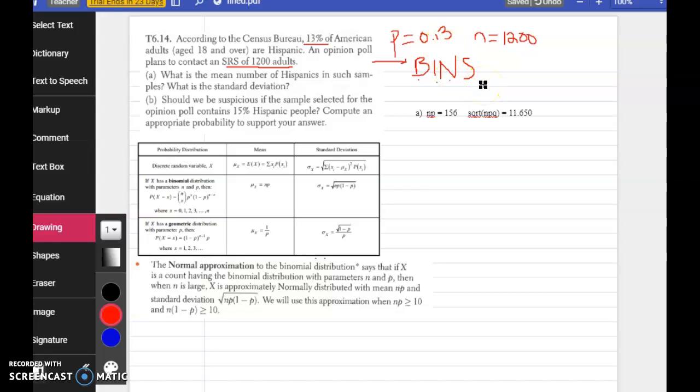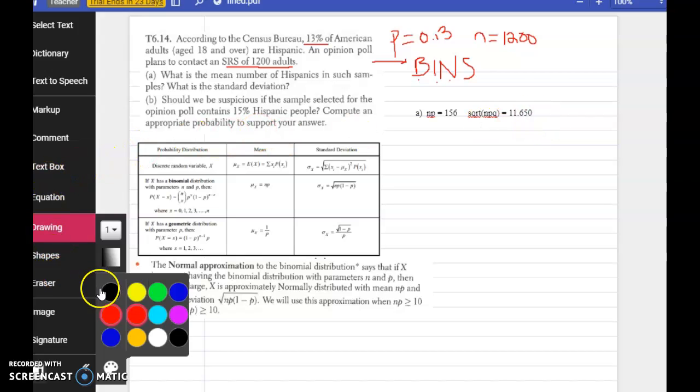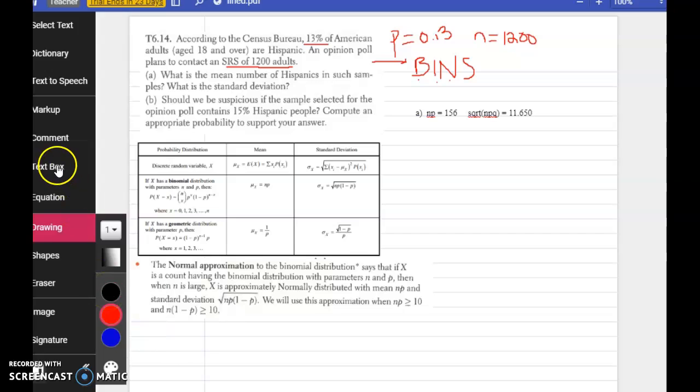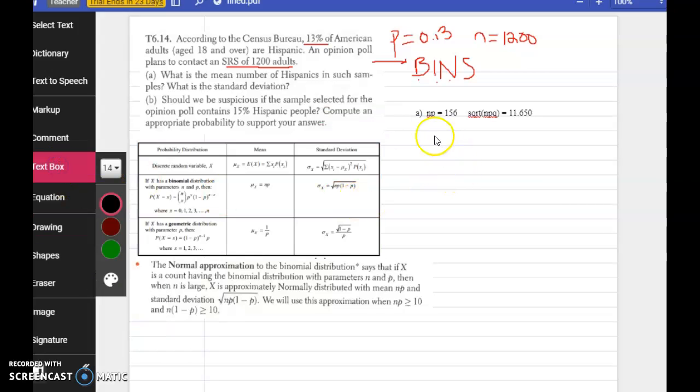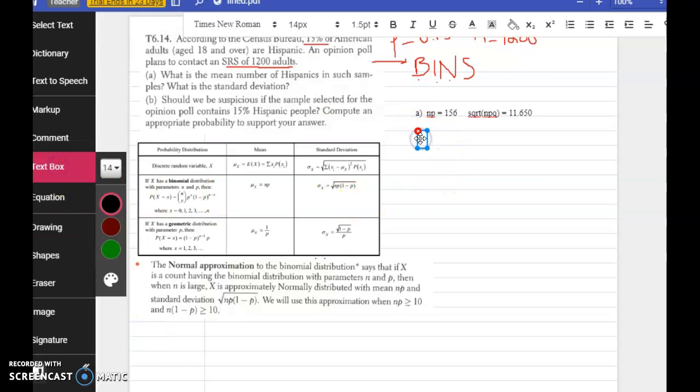So to get full credit on the quiz and on the AP exam, you must write that out. Because this is a video, I'm trying to save a little time. I'm not going to write it, but I think I have it on my answers that I posted earlier this morning. So then for part A, once you satisfy BINS, you say the mean's 156 and the standard deviation is 11.65. Now there's two ways you can go from here, and I'll do the way most of you, I think, would choose to do it first.